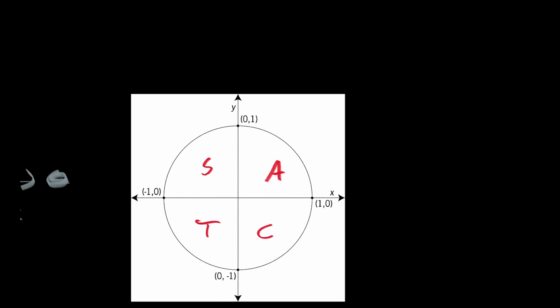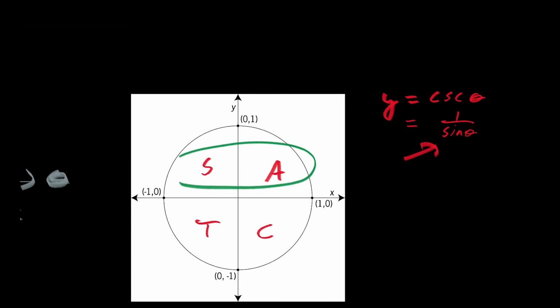Now remember, this CAST diagram tells us where our trigonometric functions are positive and consequently also where they are negative. We could make this a CAST diagram just for cosecant of theta. So y equals the cosecant of theta is just 1 over the sine of theta. Okay, and from this it follows that wherever sine of theta is positive, cosecant of theta will be positive, and wherever sine of theta is negative, cosecant of theta will be negative. Okay, and you can see that up here, sine is positive in both of those quadrants, so between 0 and pi, okay, and down here, sine of theta is negative in both of those quadrants.